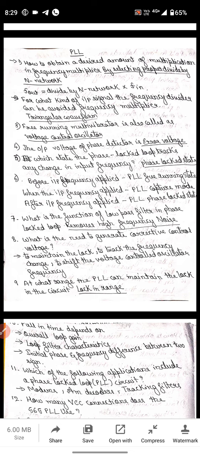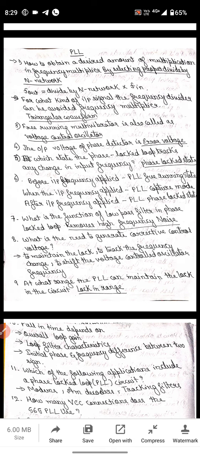If you come to the equation, f out equals divide by N network into f in. If you want a desired output frequency, it is divide by N network into f in, that is the input. For what kind of input signal can the frequency divider be avoided in a frequency multiplier? For the triangular waveform.